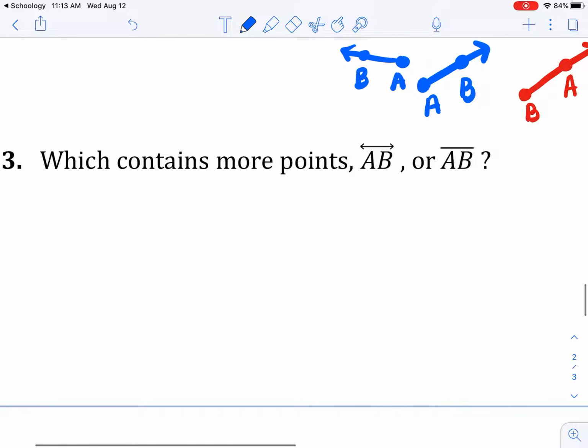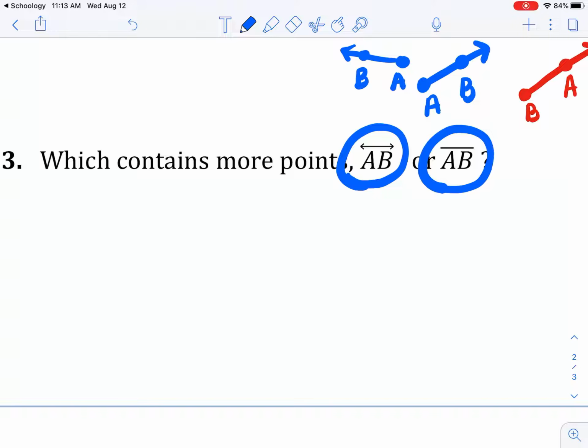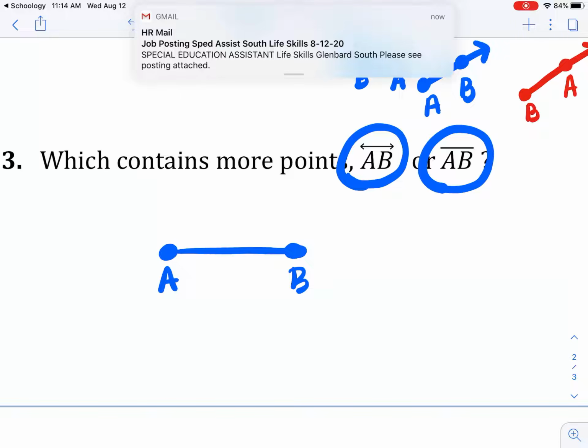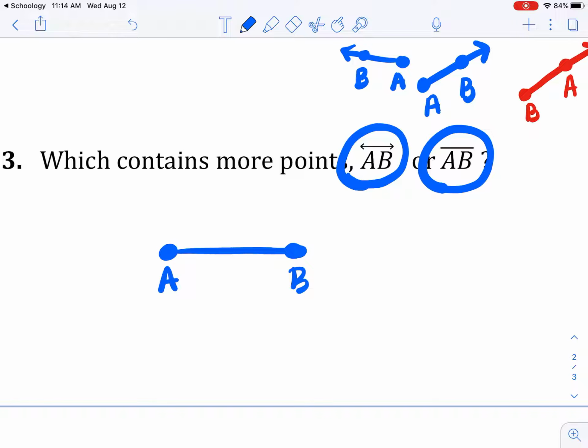Okay, next one. Which contains more points, line AB or segment AB? Go ahead, pause your video, write down your answer. Okay, the answer is, there is no answer to this, okay? This line AB has an infinite amount of points. Segment AB also has an infinite amount of points. So if I asked you how many points are on this line, once again, most people will say 2 on accident, but there's an infinite amount in between those two, okay? So you could either say neither, or they both have the same amount.